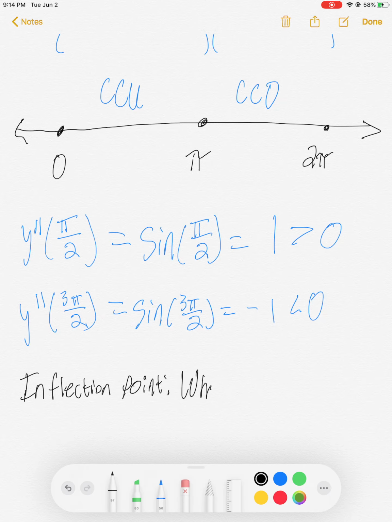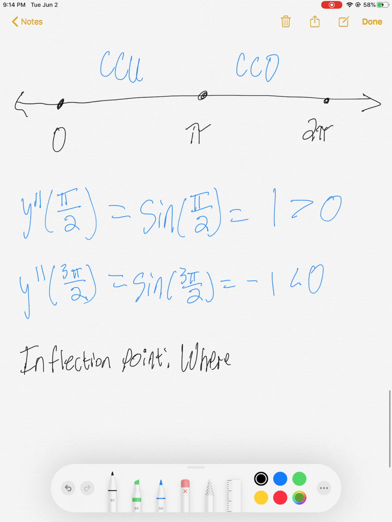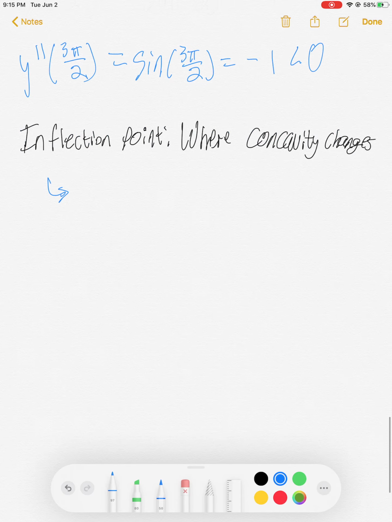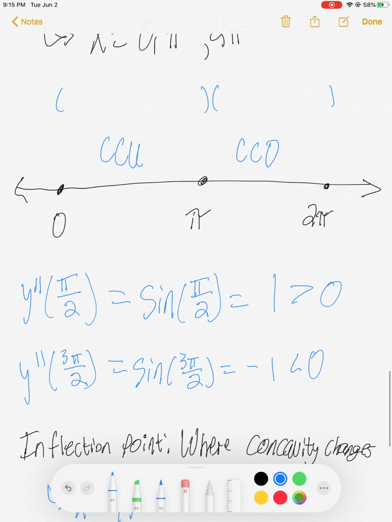To find the inflection points then, we found where the concavity changes, so that's what an inflection point is. An inflection point is where the concavity changes. In this case, we see that at x equals pi, the concavity changes from being concave up to all of a sudden being concave down.